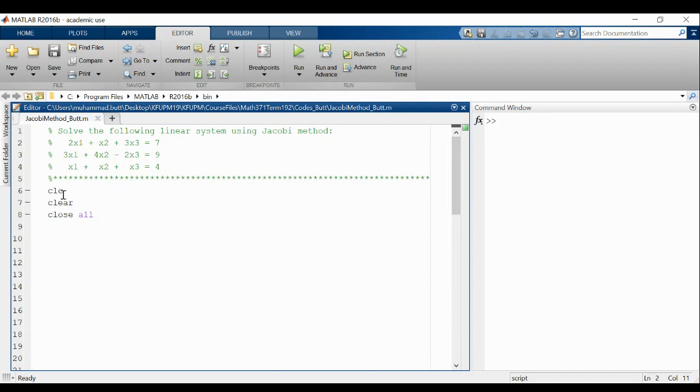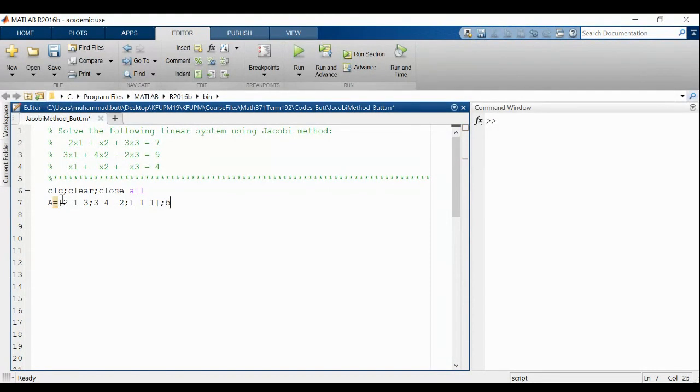So this is the usual way: clear screen, clc, and close all. You can write this in just one line to save space. And now you have to start. You have to give some input. And what is the input? You first give the matrix A. And what is this matrix? The coefficient matrix: 2, 1, 3. And the second row 3, 4, minus 2. And the third row 1, 1, 1.